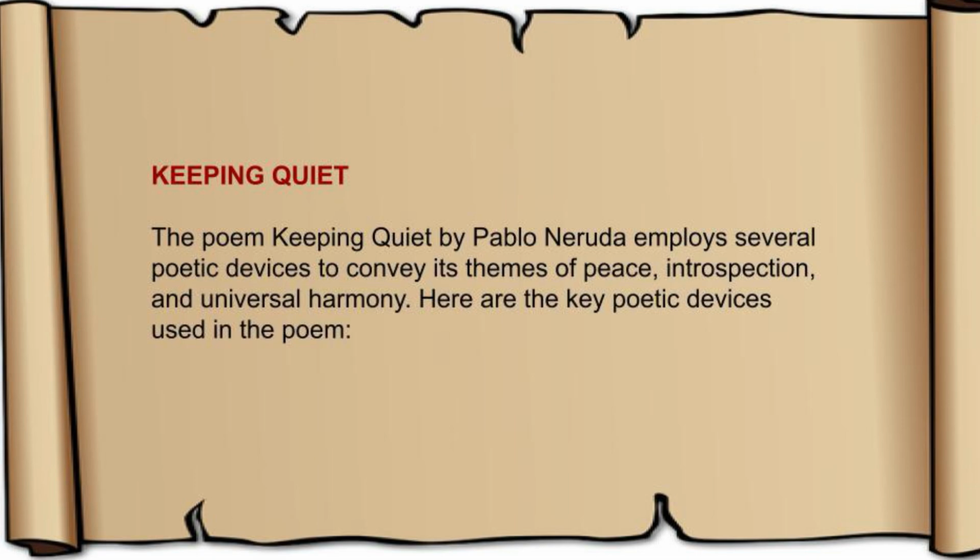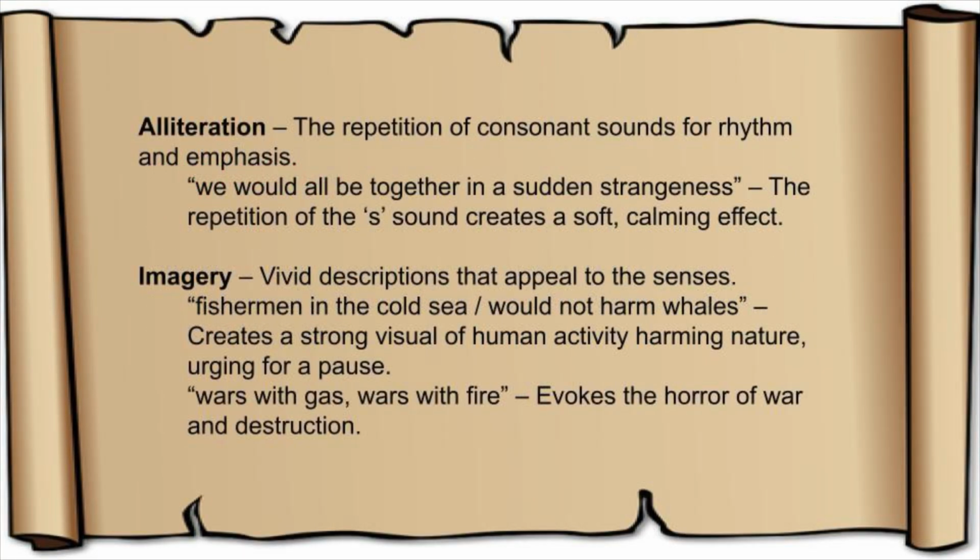So let's look at the next poem, Keeping Quiet, written by Pablo Neruda. In this you can see an example of alliteration where there is repeated consonant sound in the line. We would be all together in a sudden strangeness. So in we would, the w sound is repeated, and in sudden strangeness the s sound is repeated. So that is an alliteration.